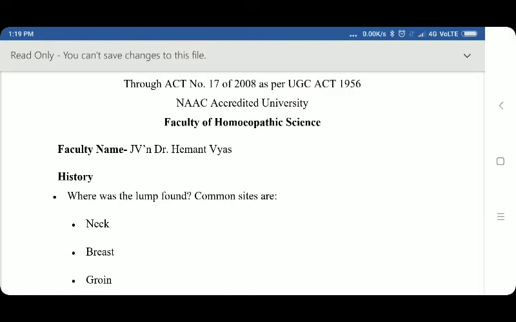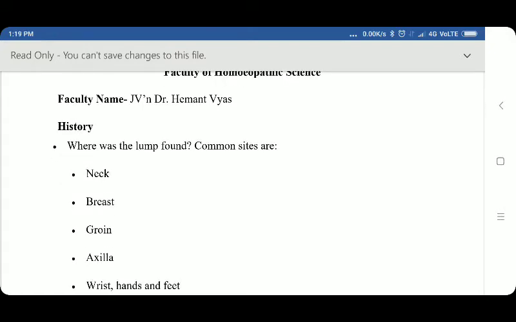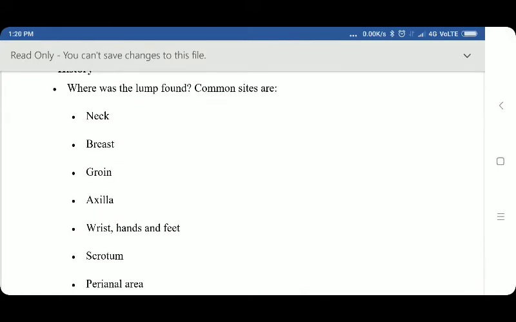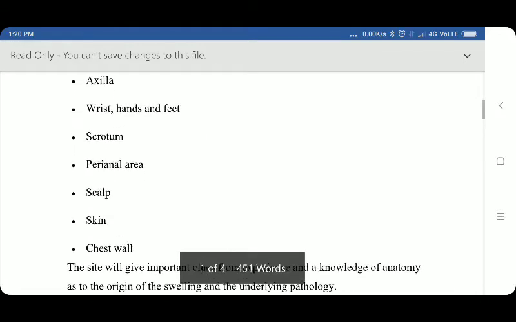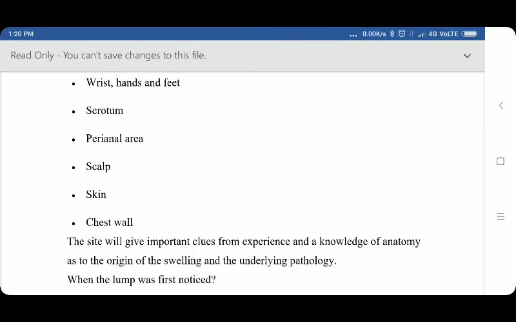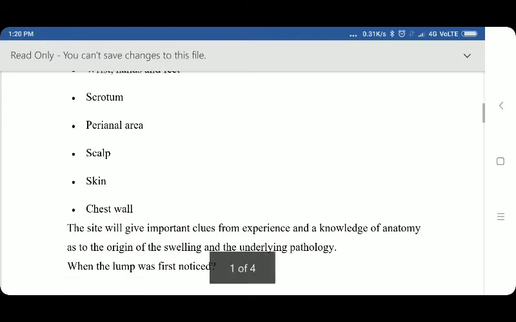So let's begin. History. First we have to ask the patient where the lump is located. So, sites: the following are the common sites like neck, breast, groin, axilla, wrist, hand and feet, scrotum, perianal area, scalp, skin or chest wall. These are just common areas, but a swelling or lump may be present anywhere. So we have to look for the anatomical position or location of the lump.